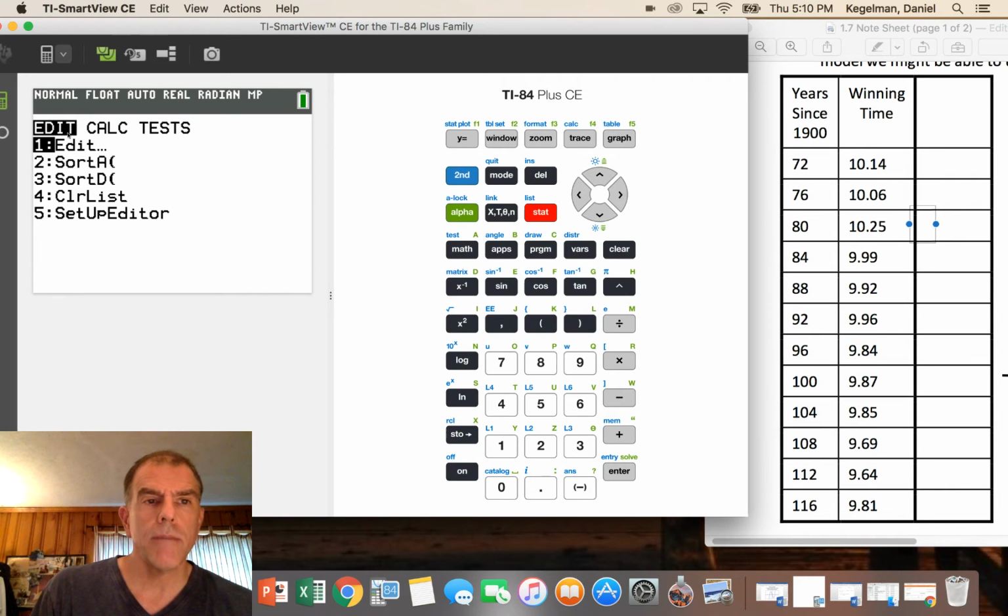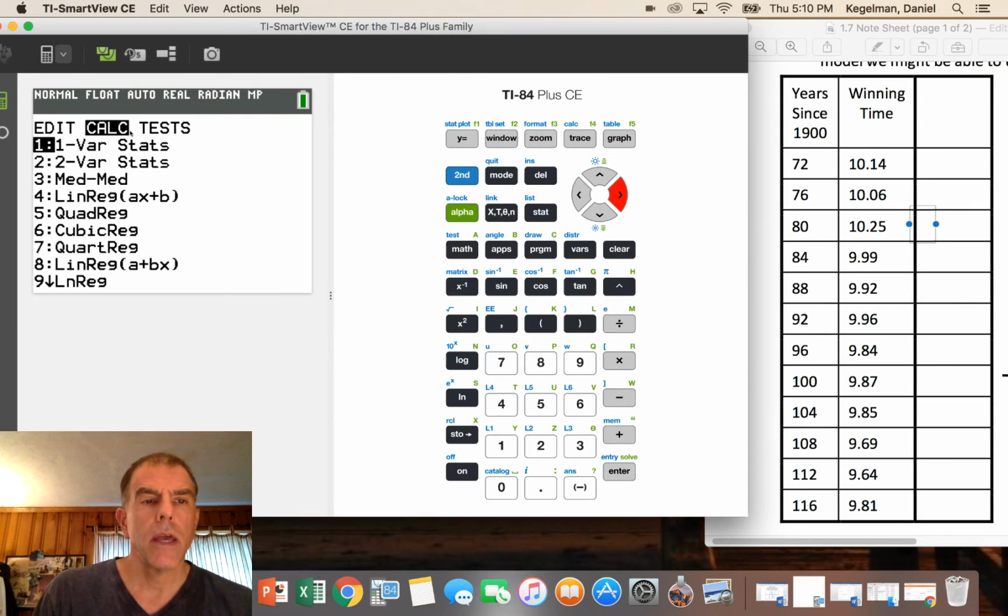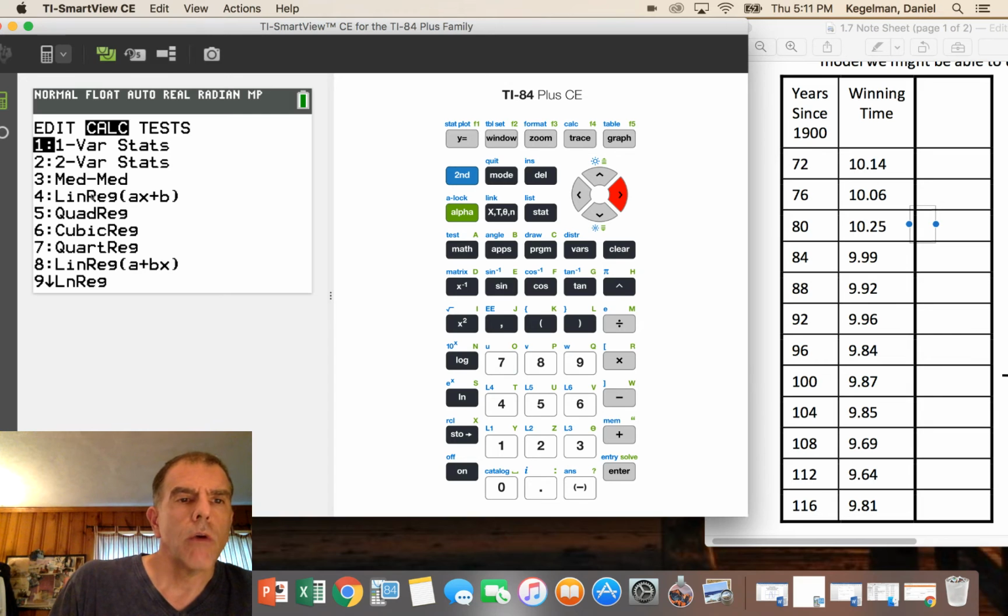We hit the stat key, and we want to go over to calculate and use the calculate menu. What we see here is one-var stats, one variable stats. That's going to give us some information about the mean and the median and stuff like that, but we're not going to use that now. What we're going to do is go down to option 4, which is LinReg, which stands for linear regression. And a regression, if you know what it means to regress, means it's going to go backwards.